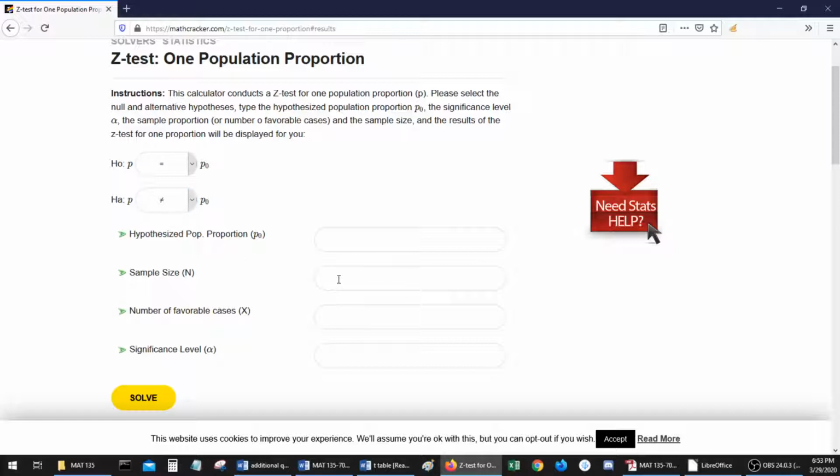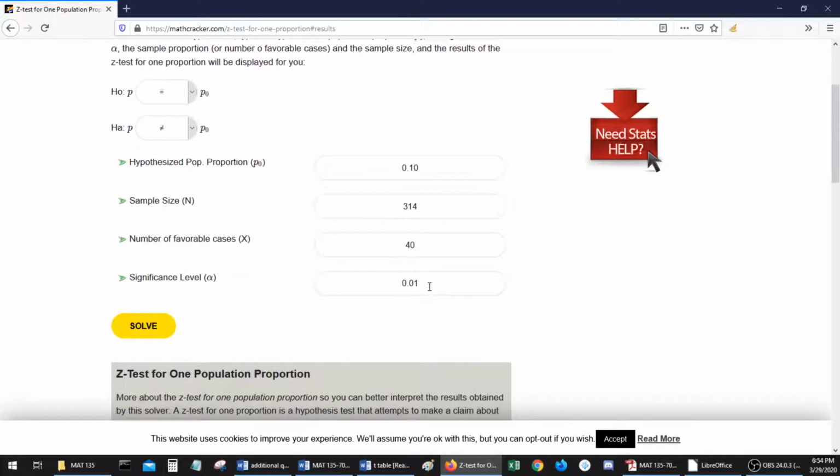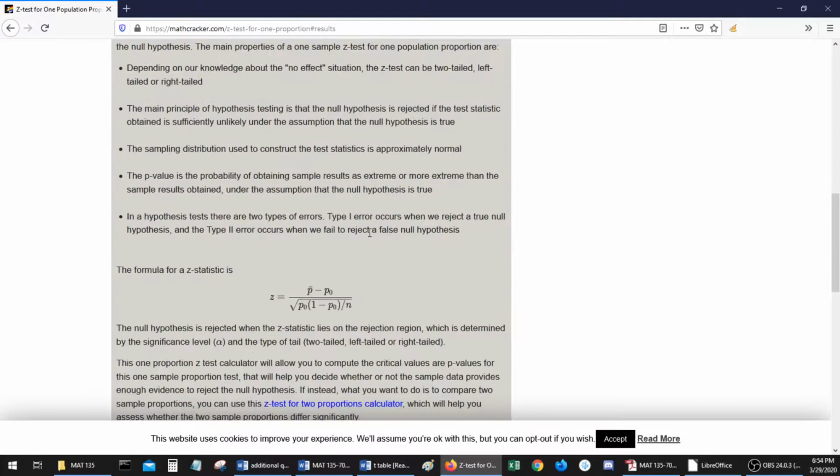Sample size was 314. The number of favorable cases was 40. The thing that we're testing is 0.10. That was our null hypothesis, 0.10. And the significance level, alpha, was 0.01. So that's all I have to do. Let me know if you have questions on any of those numbers. And then we just click solve.